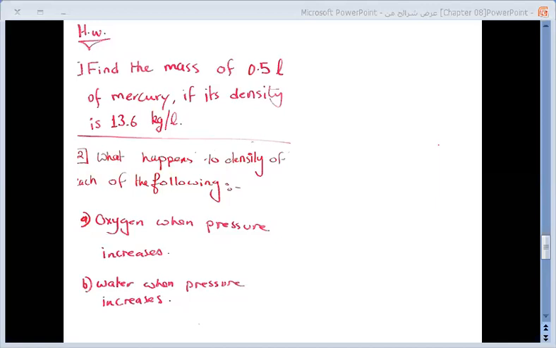As Badr said, the density will not be affected. Why? Because water and solids are not compressible. So if you increase the pressure or decrease the pressure on them, their volume will not be affected. Okay? طيب ممتاز.